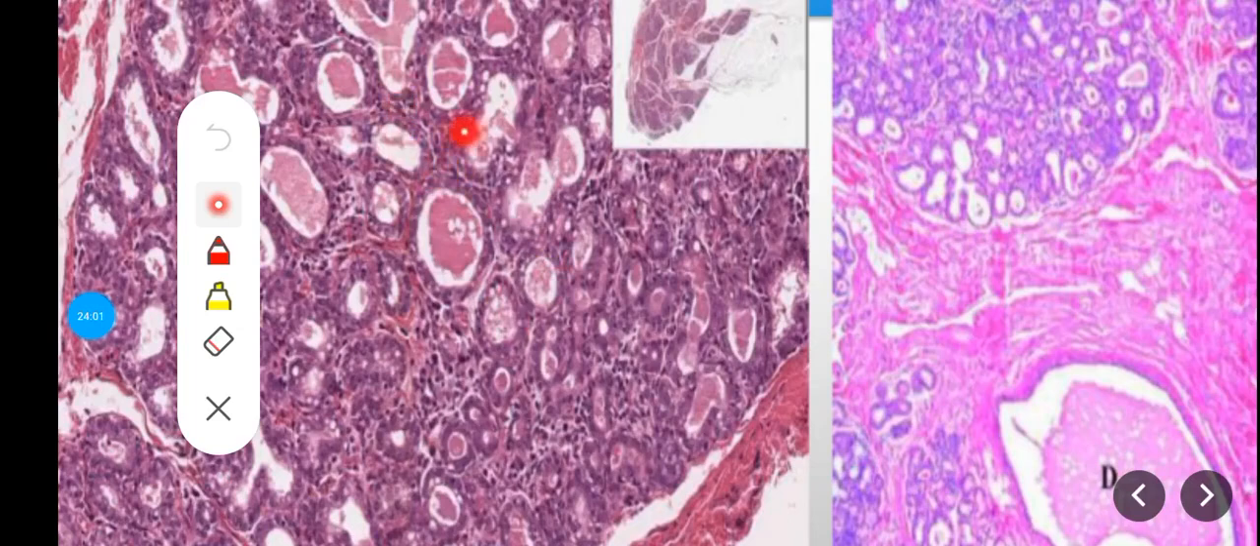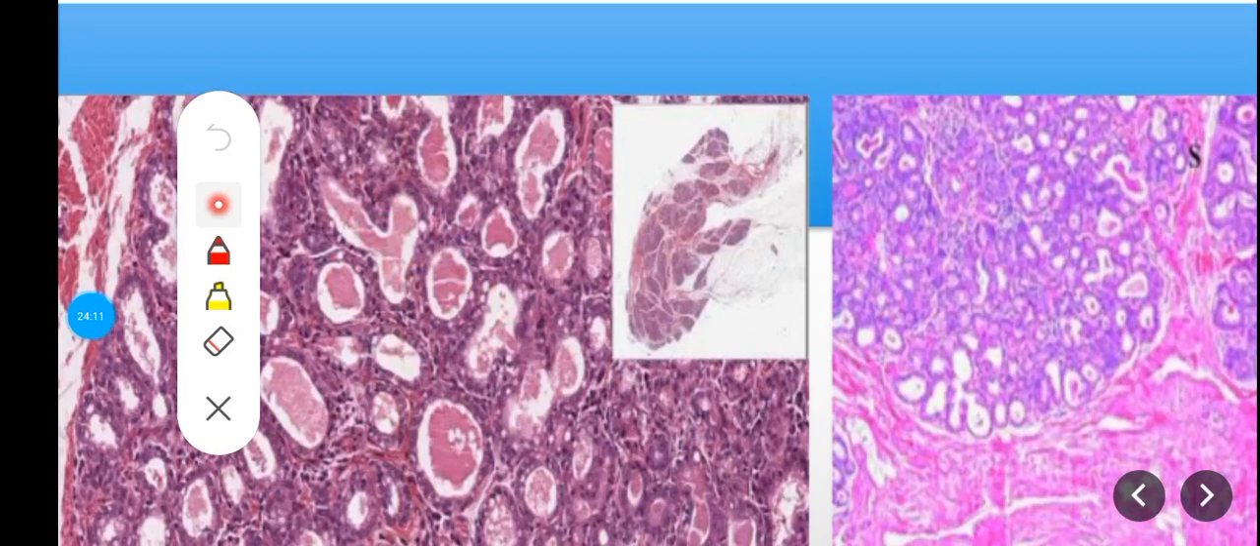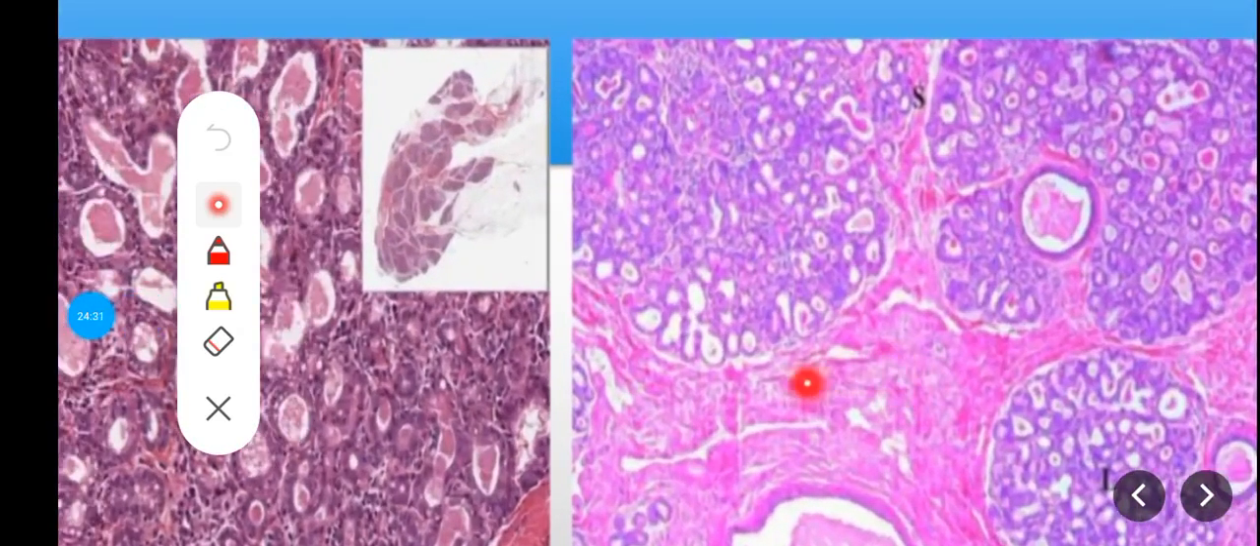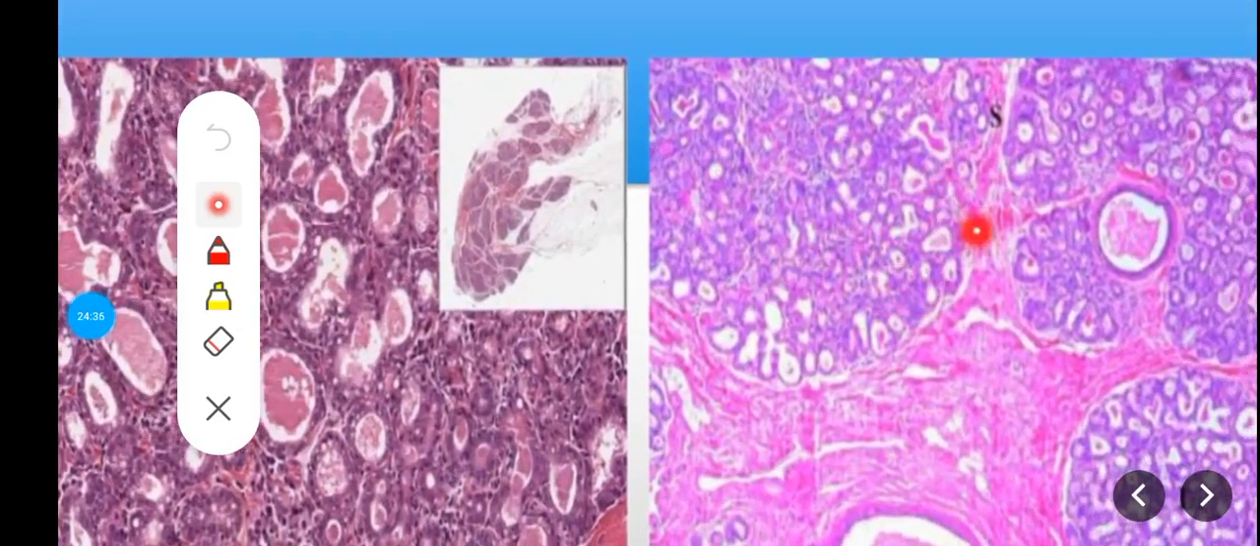See this. The lumen of the alveoli contains eosinophilic material, and then you can see the fat droplets within it. So this one too, you can see them numerous here. The same thing here. You can see the fibrofatty stroma. You can see the lobules, and then you can see the ducts, the lactiferous ducts.